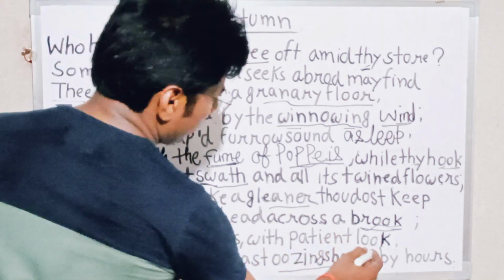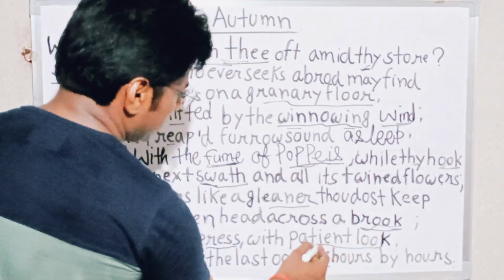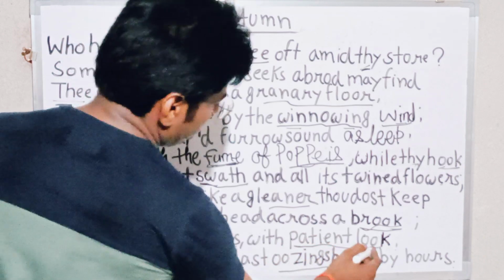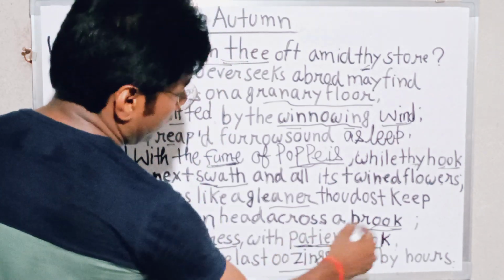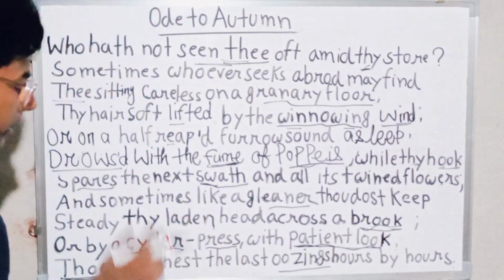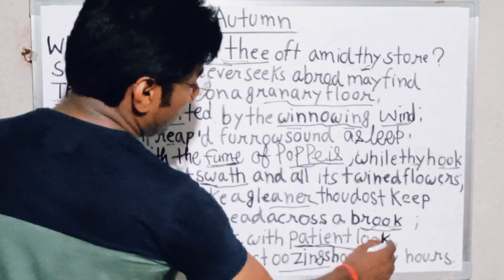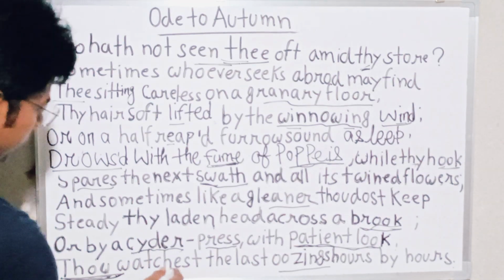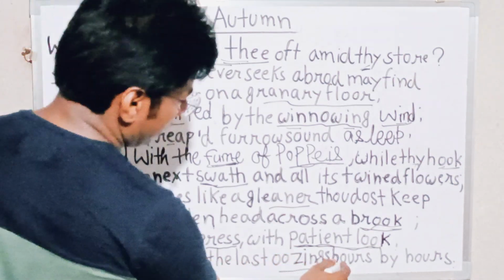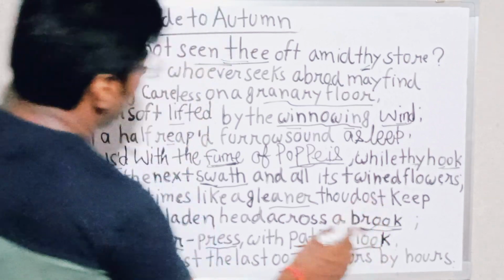So how can a look be patient? A person can be patient, a look cannot be patient. It means misapplication of an adjective. A transferred epithet is used here, my dear learners. Thou watchest the last oozings hours by hours.